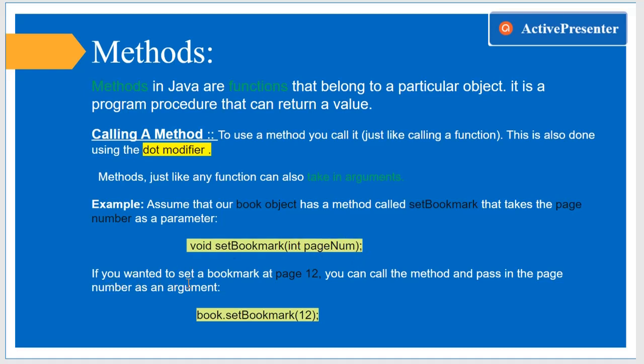If you wanted to set a bookmark at page 12, you can call the method setBookmark using the dot operator and pass the value as an argument, like book.setBookmark(12). The number is the value being passed.